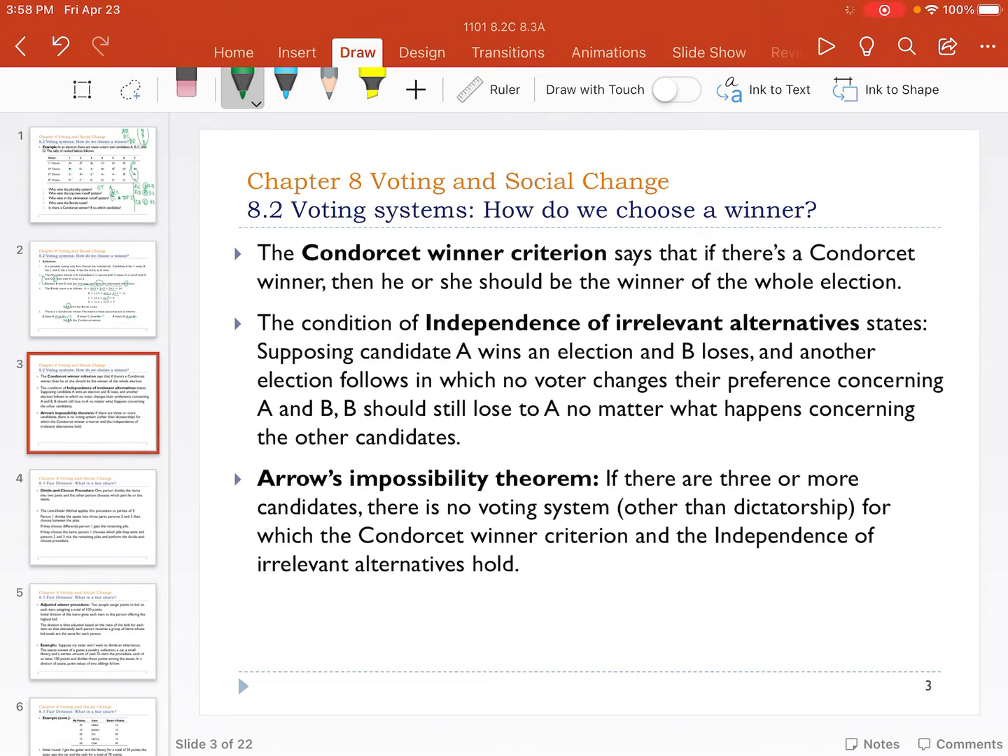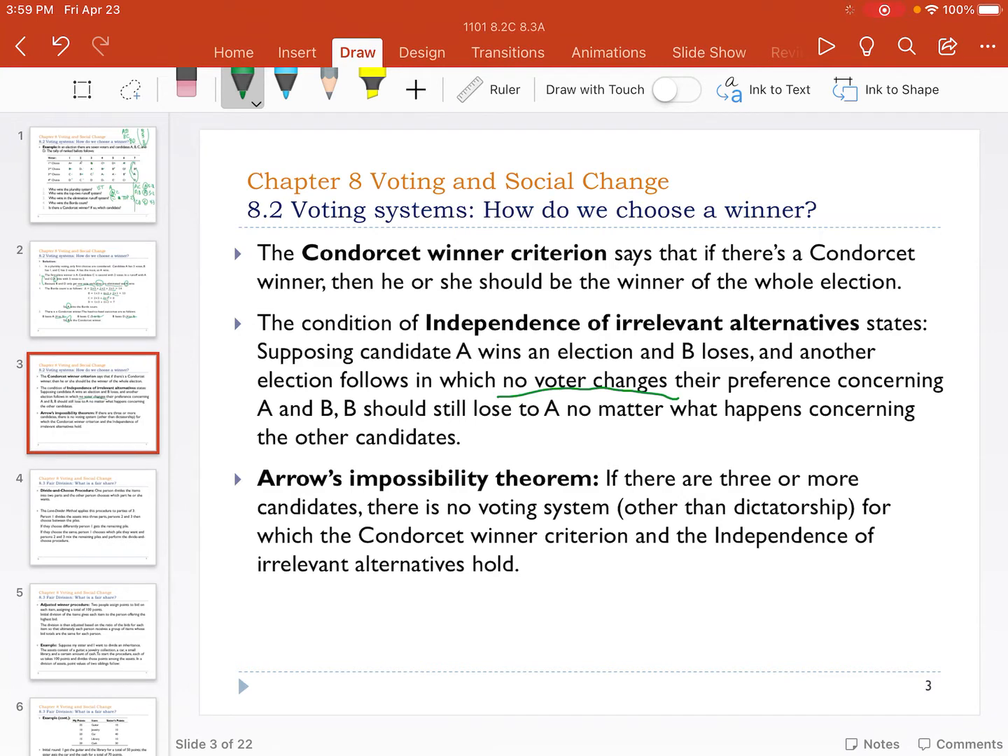And here's a little something we'll come back to briefly to finish up 8.2, but it's not really testable. The Condorcet winner criterion is very much in favor of Condorcet, and he or she should be the winner of the entire election. That's what their feeling is. But then we also have another condition, the independence of irrelevant alternatives. If A wins an election and B loses, and then another election follows in which no voter changes their preference concerning A and B, so no voter changes amongst A and B, we don't care about C, D, E, and F. But B should still lose to A no matter what happens concerning the other candidates.